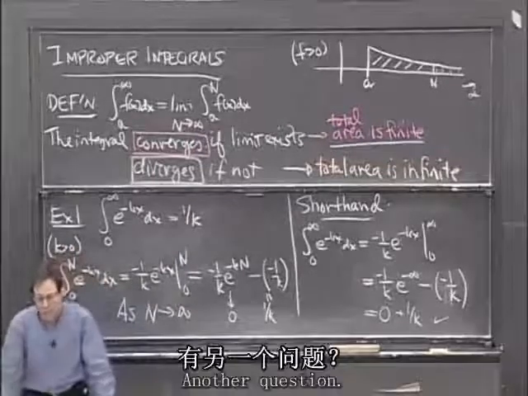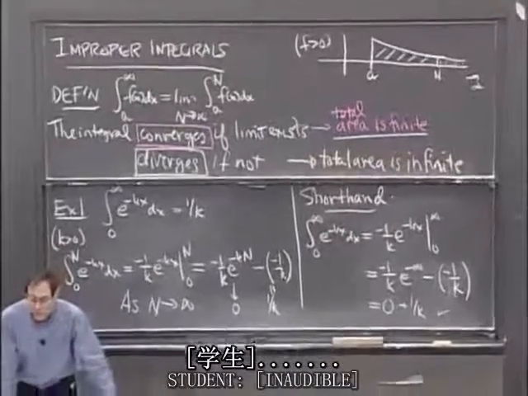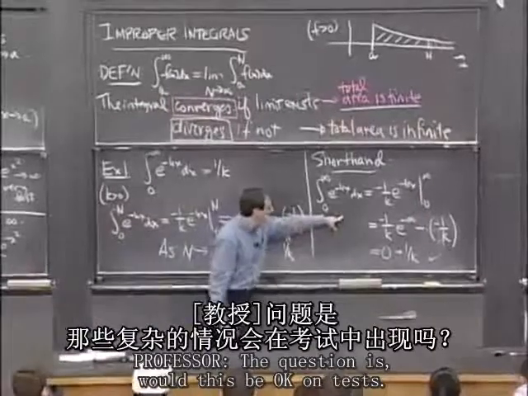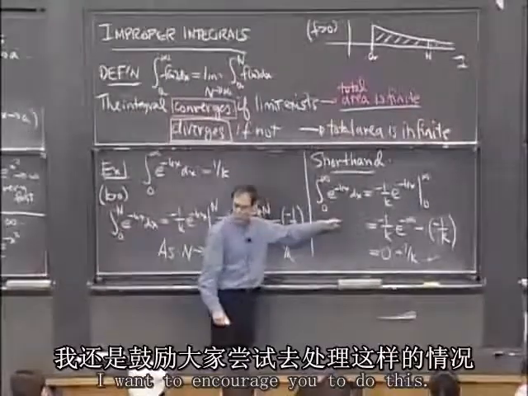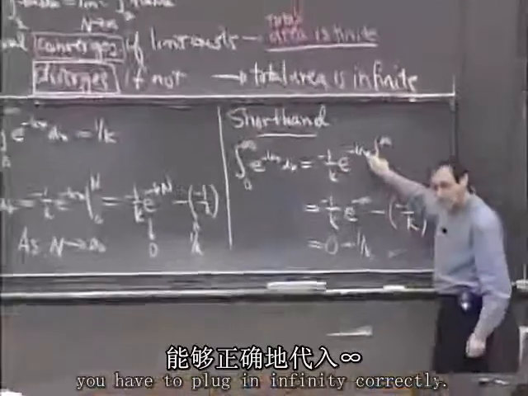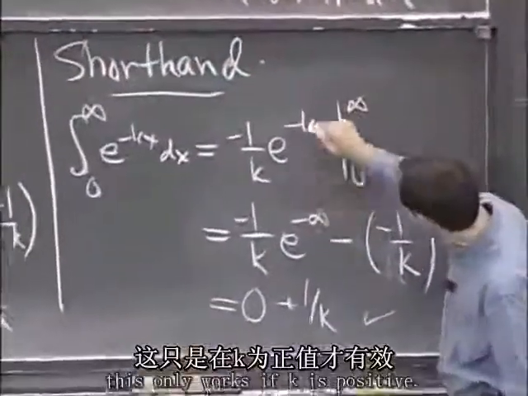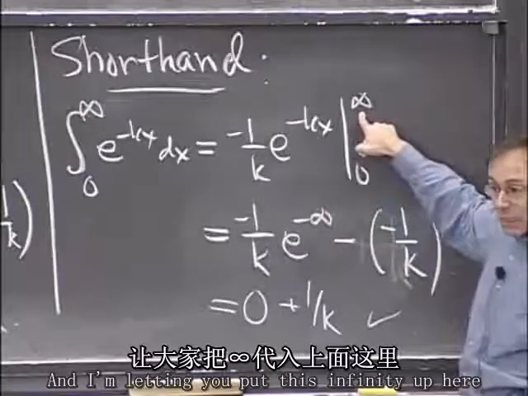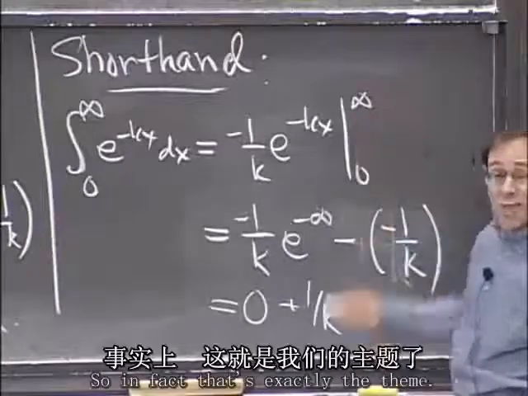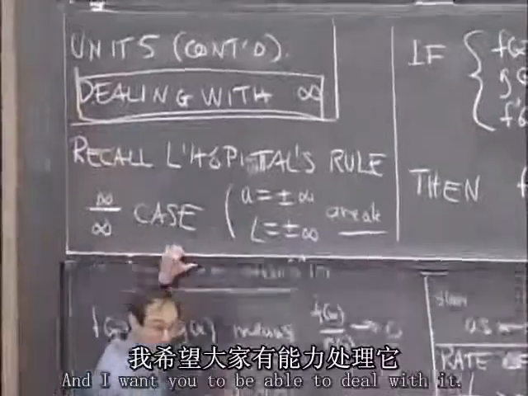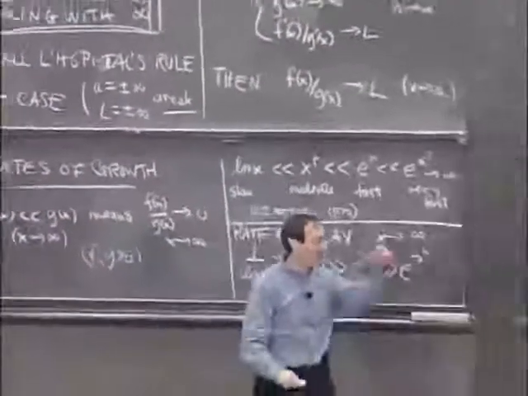Another question. I was just wondering, would you be okay with us plugging in infinity on tests and stuff? The question is, would this be okay on tests? The answer is absolutely yes. I want to encourage you to do this if you can think about it correctly. The subtle point is just you have to plug in infinity correctly. Namely, you have to realize that this only works if k is positive. This is the step where you're plugging in infinity. And I'm letting you put this infinity up here as an endpoint value. So in fact, that's exactly the theme. The theme is dealing with infinity here. And I want you to be able to deal with it. That's my goal.